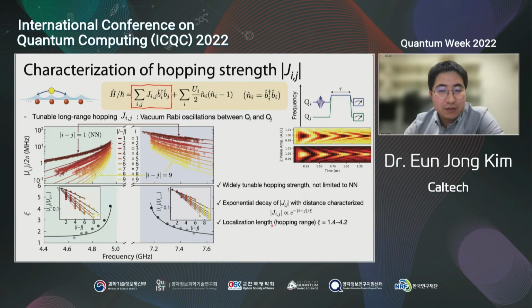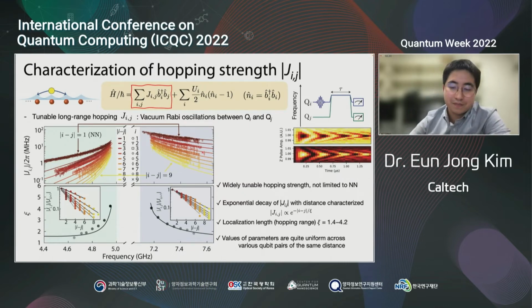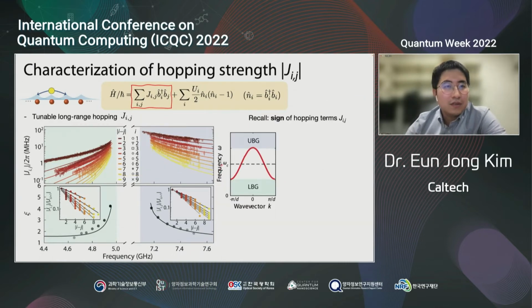And the realized localization length, effectively corresponding to the hopping range in the extended Bose-Hubbard model, ranges from 1.4 to 4.2. And we also note that the values of parameters measured in our experiments are quite uniform across various qubit pairs of the same distance. Now, we may say that we have fully characterized the Hamiltonian parameters, but there is still one thing left, which is the sign of the hopping terms.